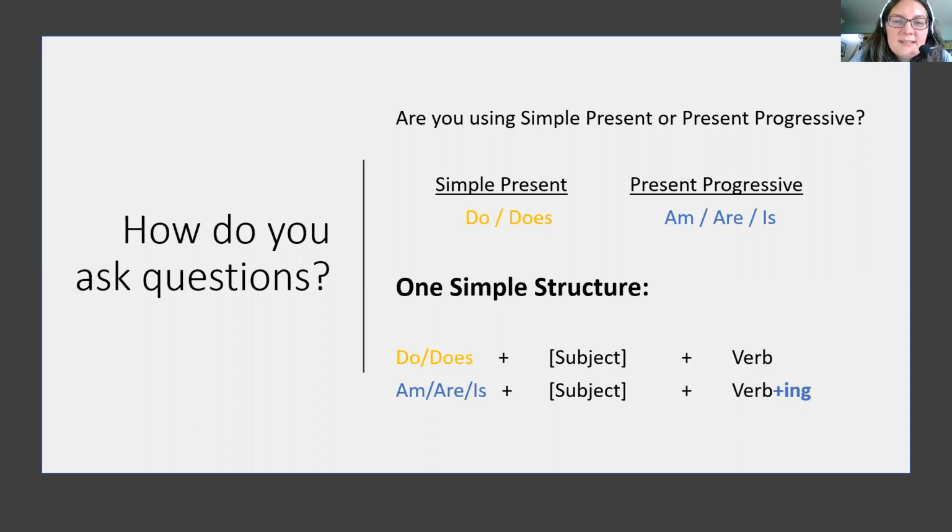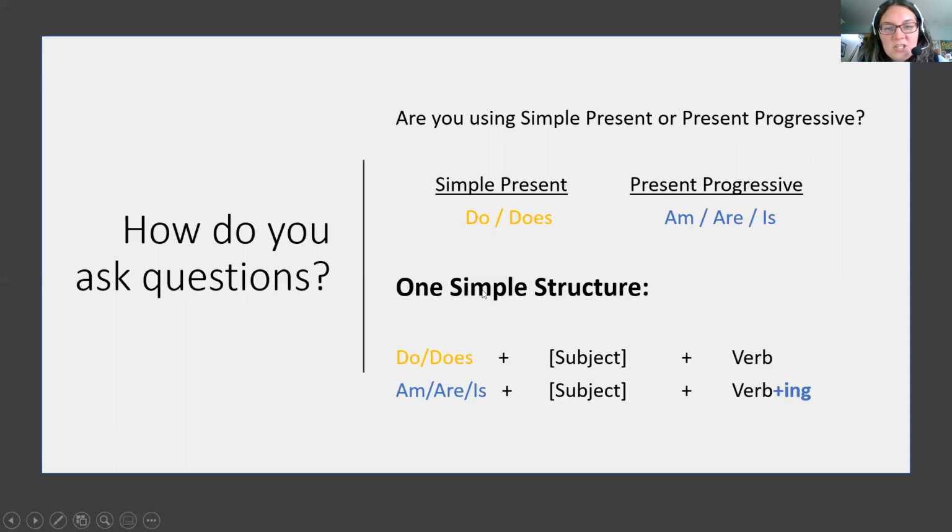If you are using the simple present because you are asking a question about a fact or a habit, you will need do or does. If you are talking about an event that is happening right now, then you are using the present progressive. And instead of do or does, you need am, are, or is. If you need some more help with distinguishing the simple present from the present progressive, I have another video on simple present and present progressive to review. So go ahead and check that out.